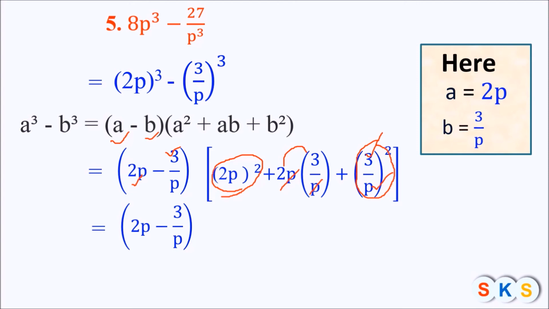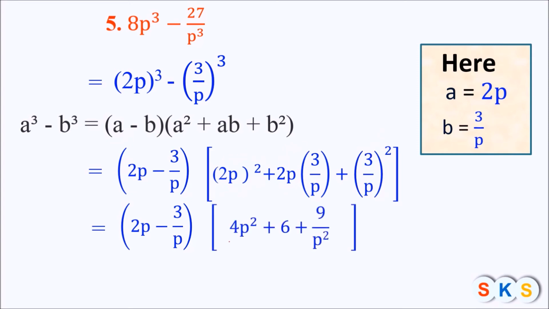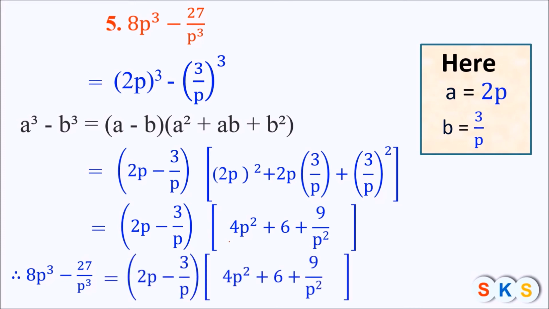Let's see what we will get after solving the second bracket. So here we will get 4p square plus 6 plus 9 upon p square. Okay, so now it cannot be simplified further. Therefore, 8p cube minus 27 upon p cube is equal to 2p minus 3 upon p into 4p square plus 6 plus 9 upon p square.